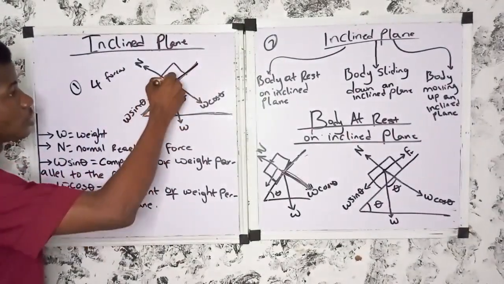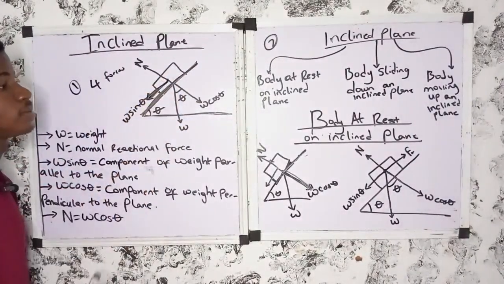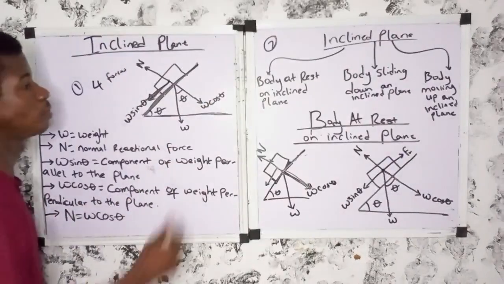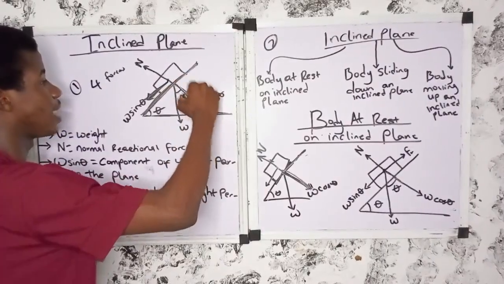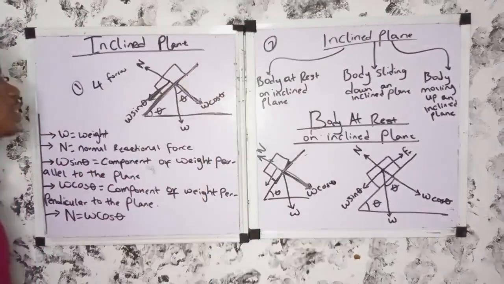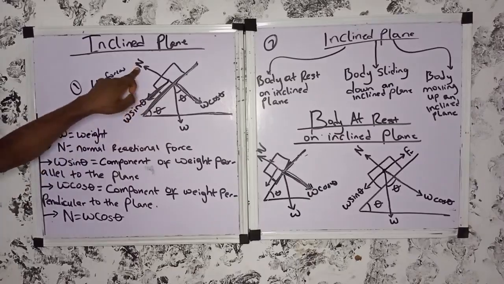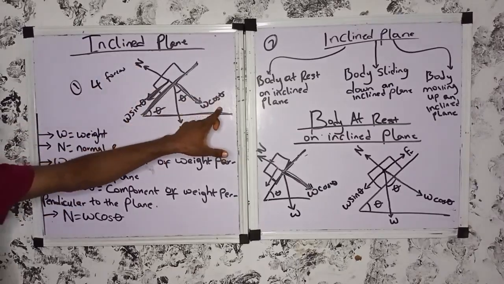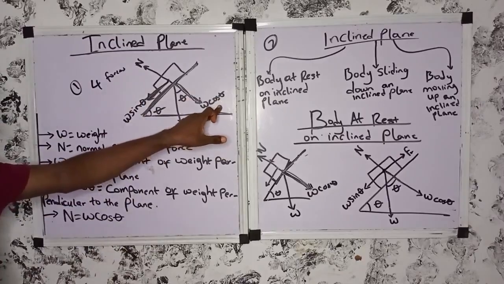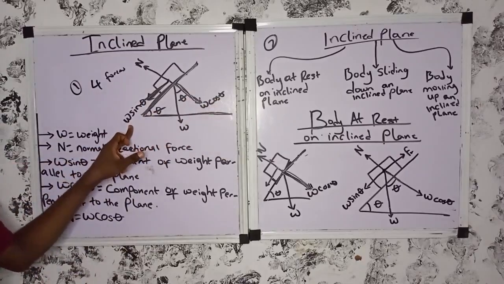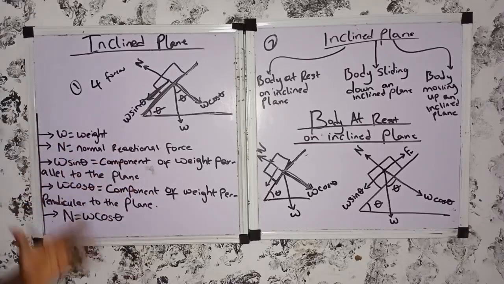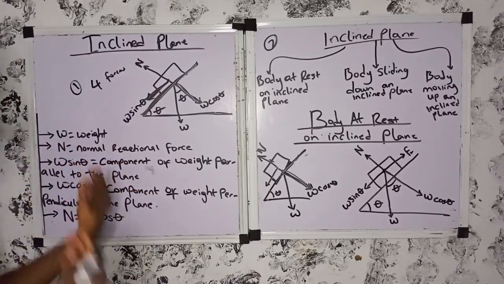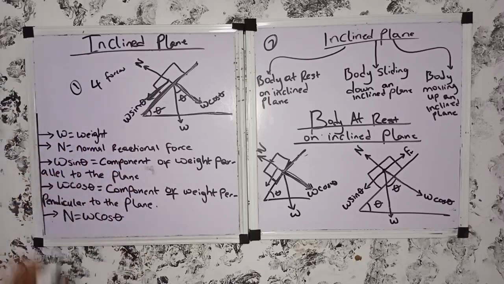This one is known as the weight component parallel to the plane. Then this other one is known as the weight component perpendicular to the plane. So this is the normal reactional force, this is the weight. This is the weight component that is perpendicular to the plane, while this is the weight component that is parallel to the plane. So W equals weight, N equals normal reactional force. W sin theta is known as the weight component parallel to the plane. W cos theta is known as the weight component perpendicular to the plane.